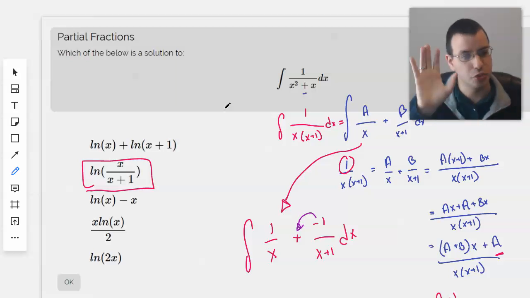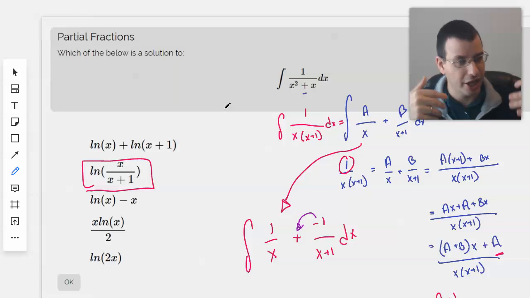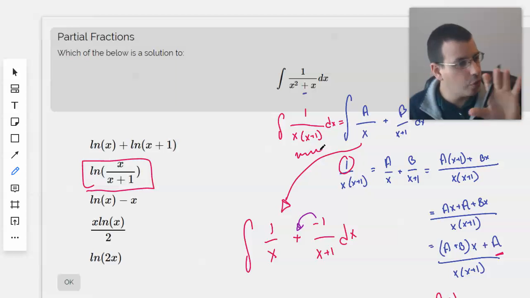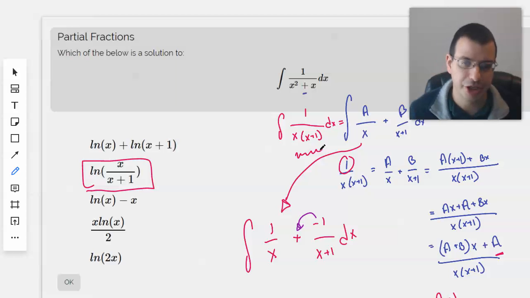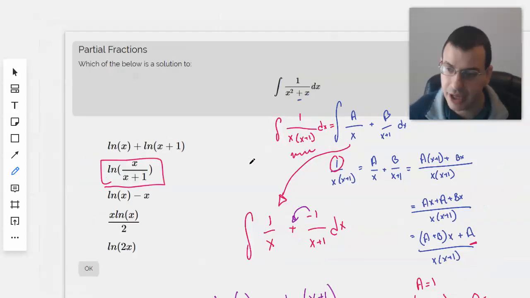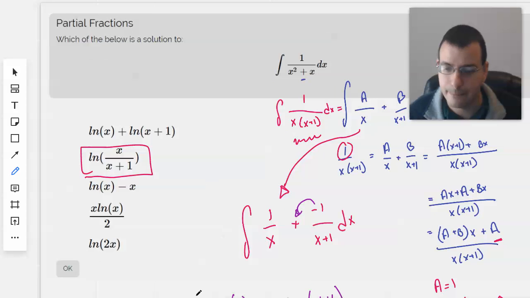And partial fractions is one thing multiplied by another thing in the denominator, which is what we see right here. It doesn't feel like one thing multiplied by another because we have the plus sign there, but we can factor out the x, and it becomes like that. And that is how you do partial fractions.